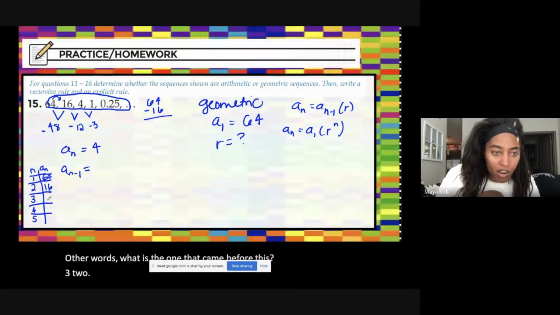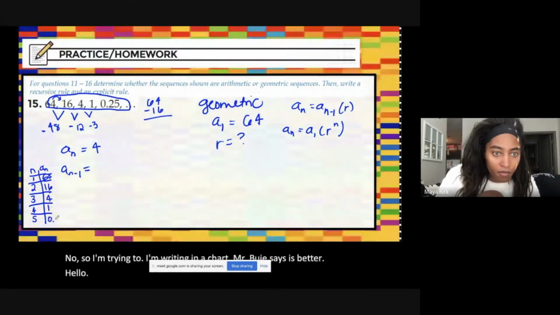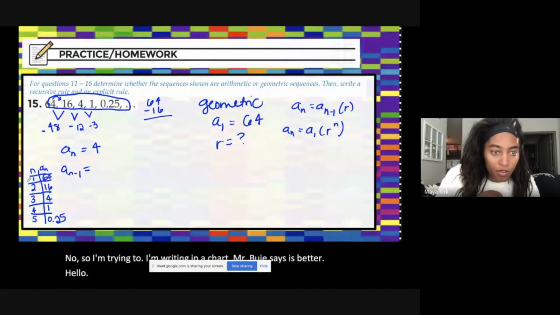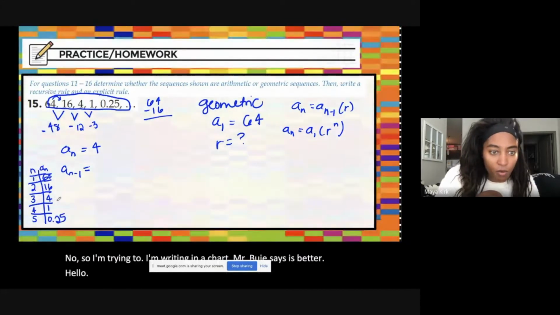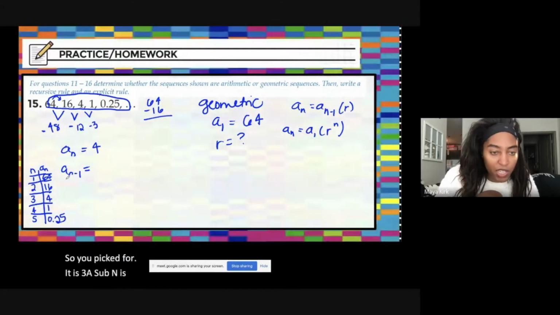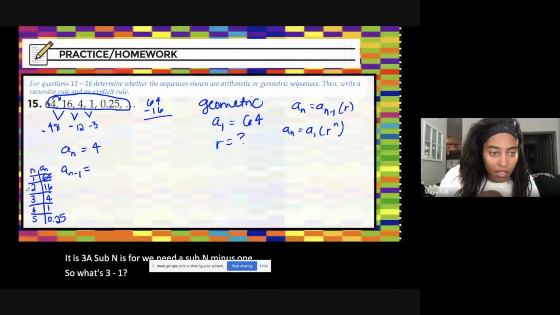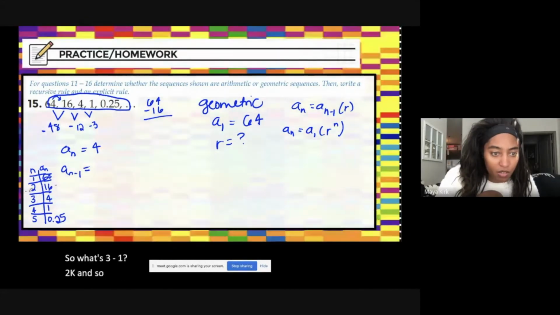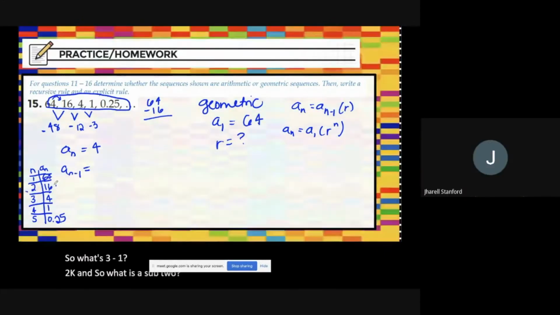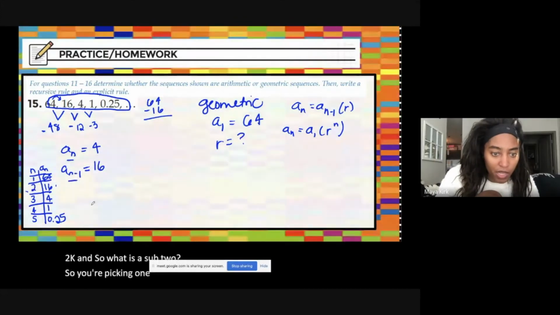No? Okay, so I'm writing in the chart like Mr. Bowie says is better. So you picked 4. n is 3, a sub n is 4. We need a sub n minus 1. So what's 3 minus 1? 2. Okay, and so what is a sub 2? 16. Yes. So you're picking one term, and then you're just picking the term that came before it.